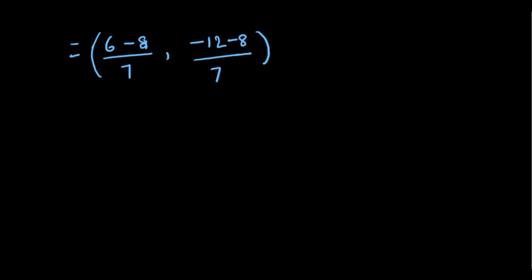This is minus 2 by 7, and here minus 2 minus 8 both are negative. Add and take the negative symbol. This is minus 20 by 7. So the required point here is minus 2 by 7 comma minus 20 by 7. It's a most important for 4 marks.